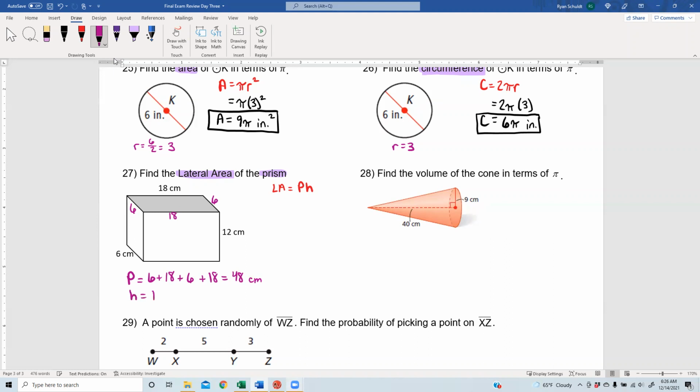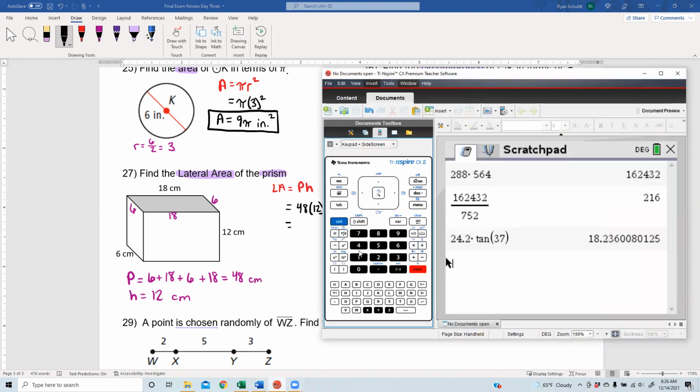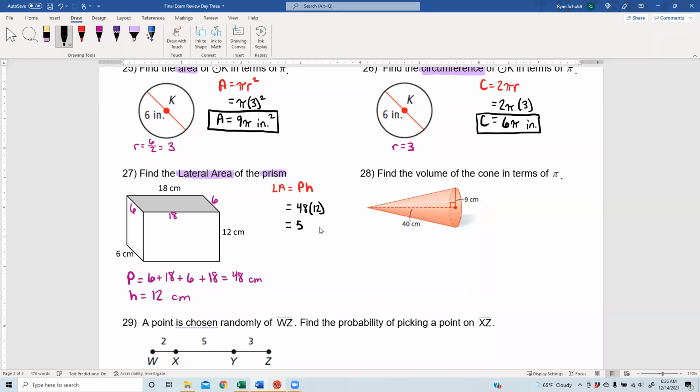The height is 12 centimeters. The height of the whole prism is 12 centimeters. So we have everything we need to plug in now. We're going to do 48 times 12. I'm thinking it should be 576. I just did that mentally real quick. Let's see. Hot diggity, it is 576. So 576 centimeters squared. That's your lateral area.